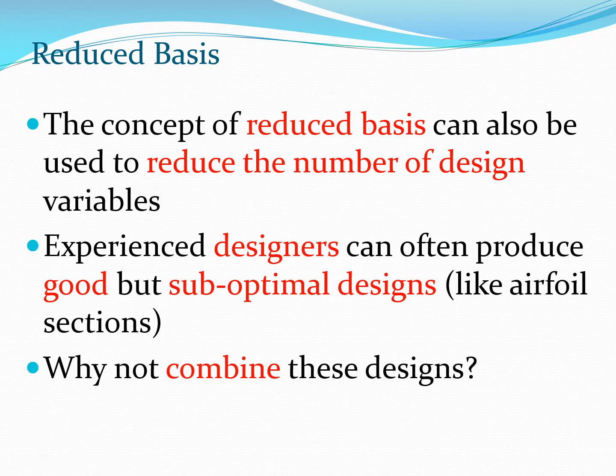Now there is also the concept known as reduced basis, which can be used to reduce the number of design variables. This concept uses the fact that many systems have already been produced by experienced designers. These are good but suboptimal designs. For example, many of the sections used in a typical wing have been proposed over the last many decades. So instead of developing a completely new section, we could combine some of these designs and develop a new section.